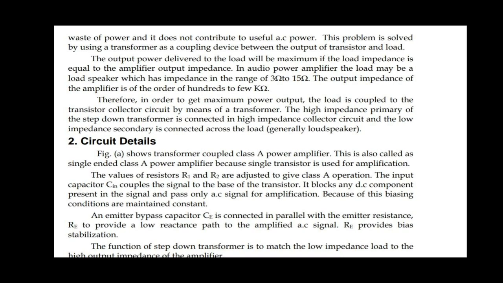An emitter bypass capacitor C is connected in parallel with the emitter resistance RE to provide a low reactance path to the amplified AC signal. RE provides bias stabilization.